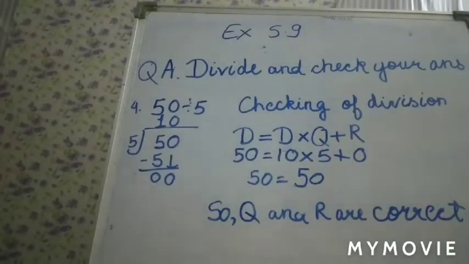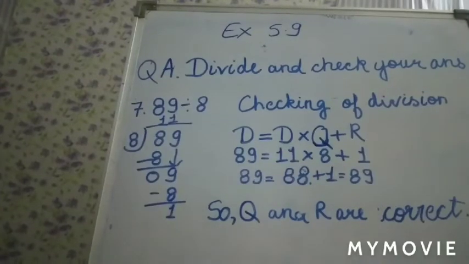Now we will put all the values in the formula. So we will get 10 into 5 plus 0. 10 into 5 plus 0 will be 50. Then 50 equals 50. So quotient and remainder are correct. Now let's start the 7th question. You have to divide 89 by 8.